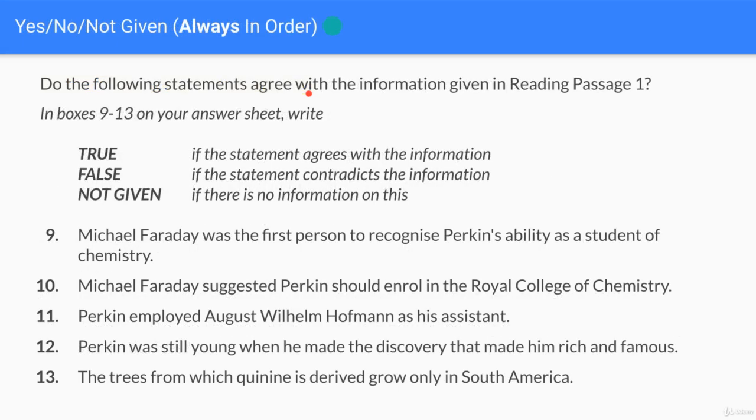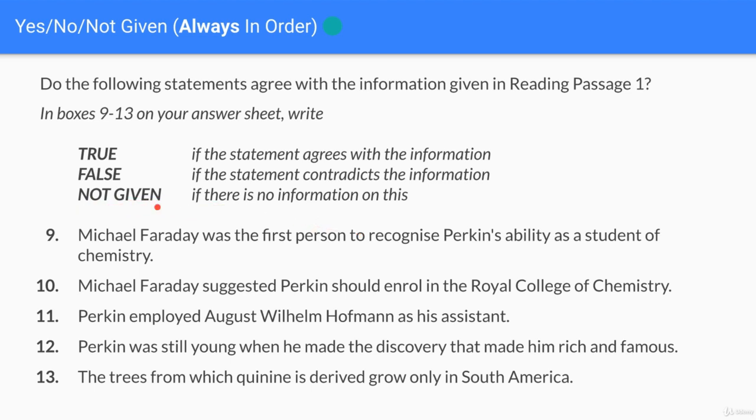Now, the next question type is the yes, no, not given, also known as the true, false, not given question type. And here, you simply have to decide whether each one of these questions is true, false, or not given. If the statement agrees with the information, then the answer is going to be true or yes. If the statement contradicts, in other words, does not agree with the information, then it's going to be false or no. And finally, if there is no information given about what the question is asking for, then that is simply going to be not given.